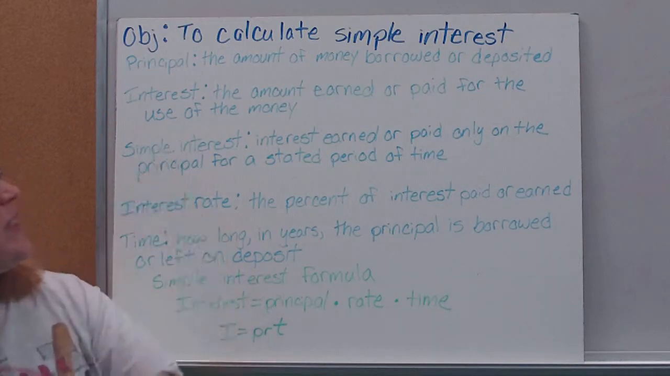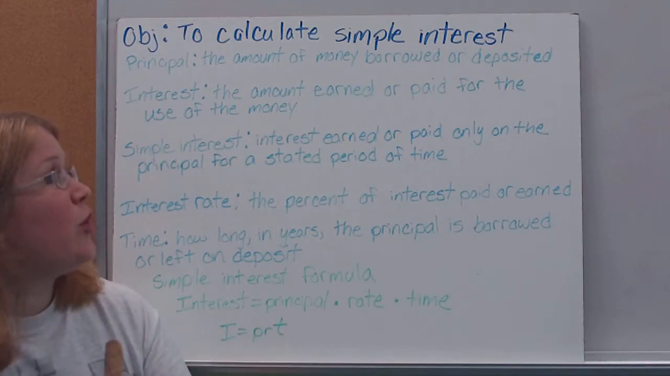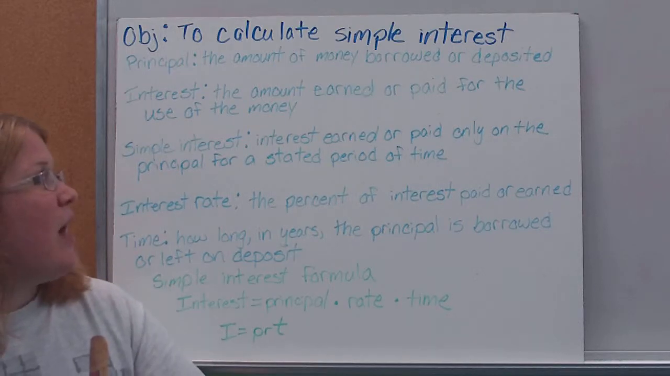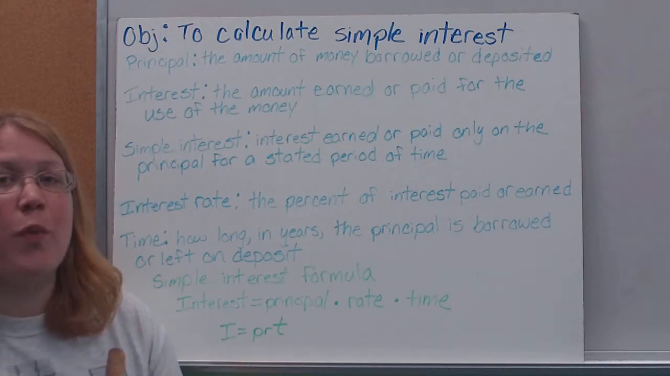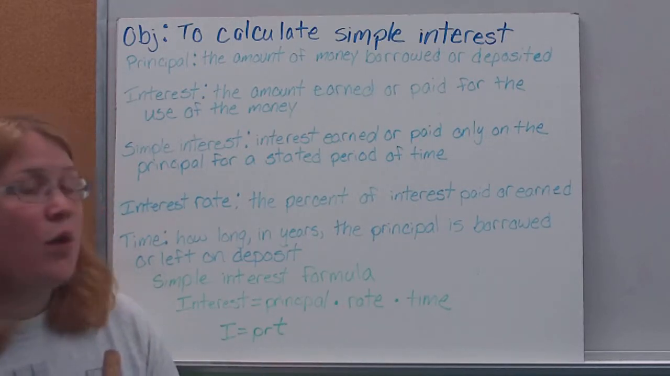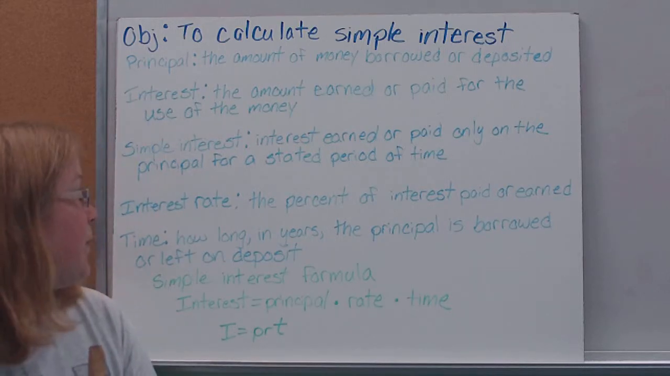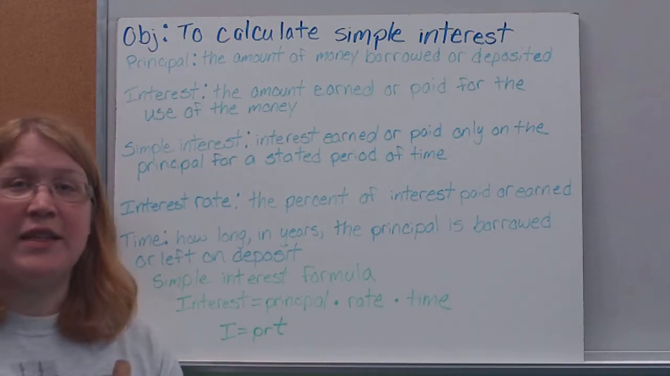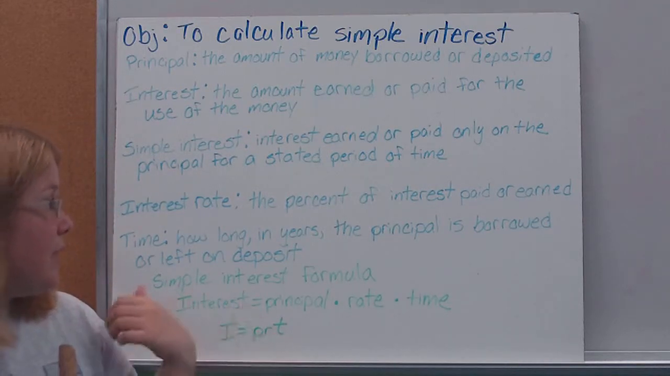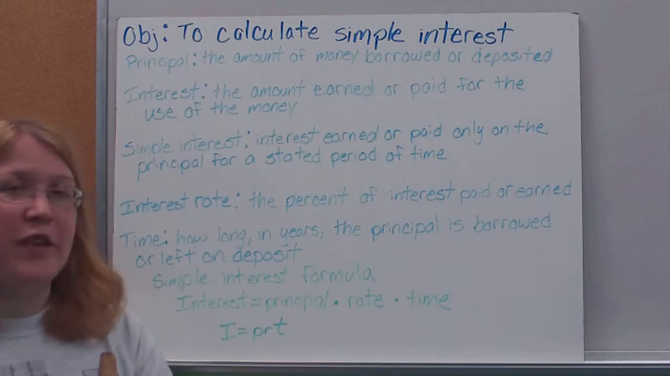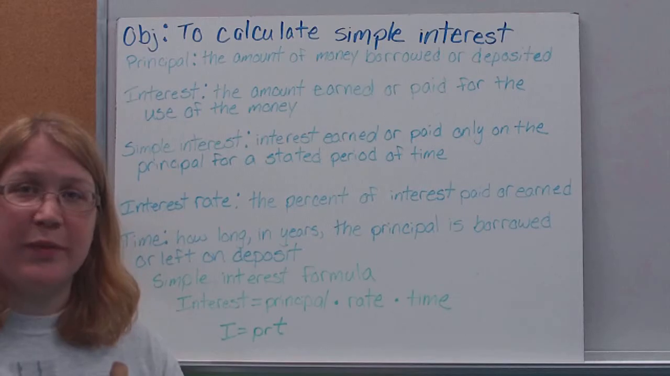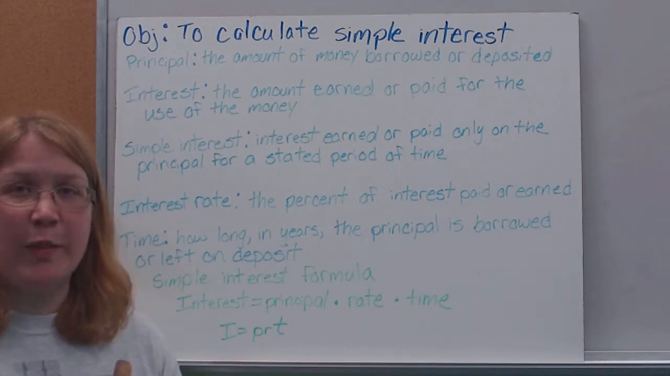So simple interest is the amount of money that is earned or paid, depending which way you've done it, for the use of the money. Simple interest is just interest that is only earned or paid on the principal for the period of time that is specified, which is a little different than what we'll look at in the next video. The interest rate is simply the percent. Again, when you hear the word rate, it basically means percent. And time is pretty self-explanatory. In this, I'm talking about how long this money was either deposited or borrowed, because we need to know that when we're calculating our simple interest.